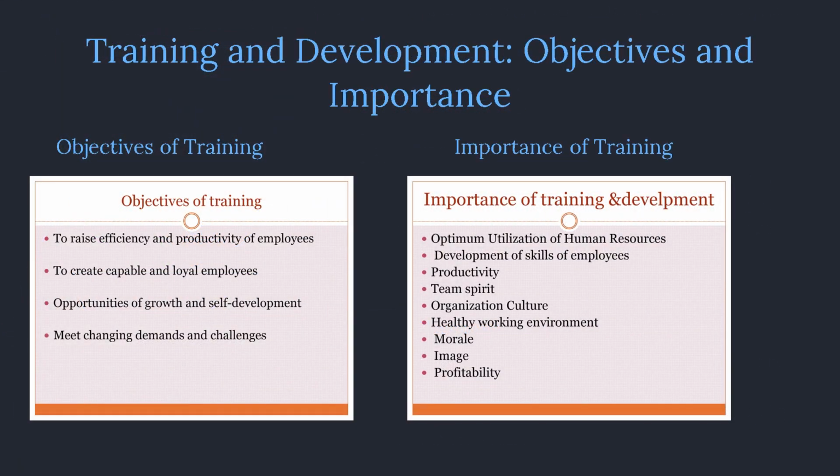Now, training and development objectives and importance. Why is training important for an organization? Training is basically enhancing the skills and abilities of an organization's employees. So the basic objective is to raise the efficiency and productivity of the employee, to create capable and loyal employees, to provide opportunities and growth of self-development, and to meet changing demands and challenges across the globe, because we are taking it in the global context, right?